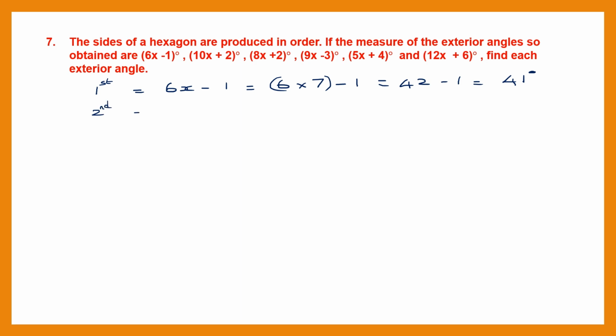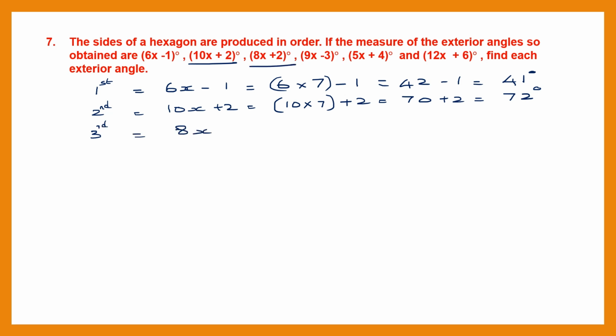The second angle here is given as 10x plus 2. So let's write that 10x plus 2. So 10x means 10 into x and x is 7. 10 into 7 plus 2. 10 into 7 is 70 plus 2 is 72. So the second angle is 72 degrees. The third angle given to us is 8x plus 2. So 8x plus 2. 8x means 8 into x and x is 7 plus 2. 8 sevens are 56 plus 2 is 58. So the third angle is 58 degrees.